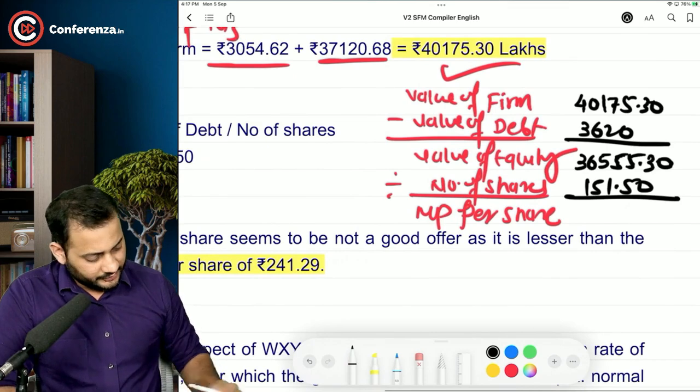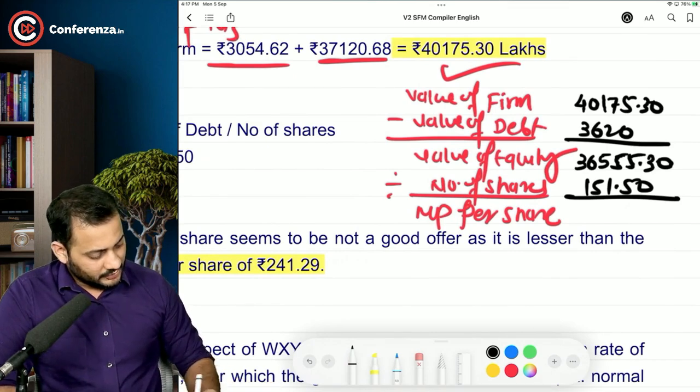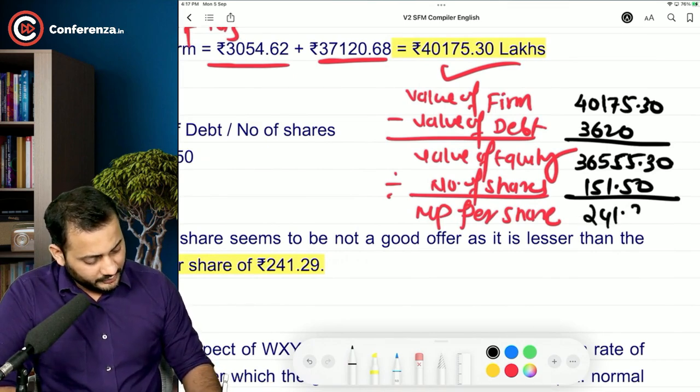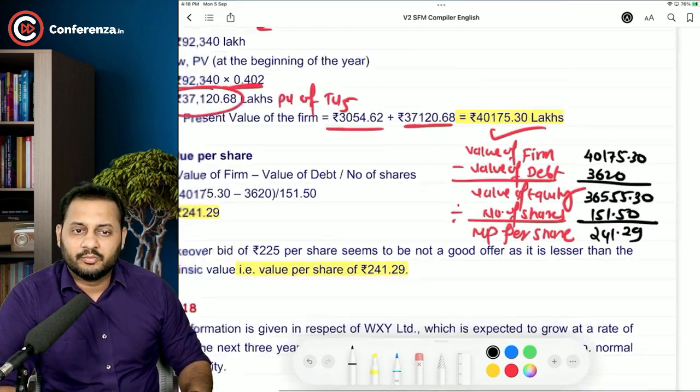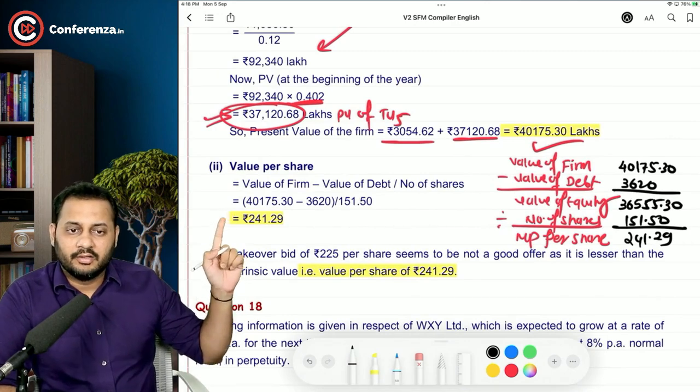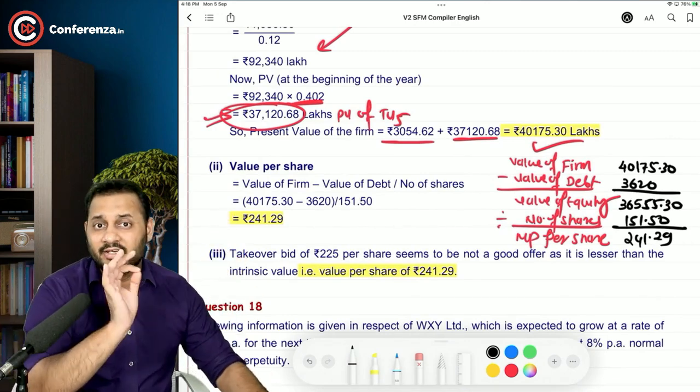151.50 is the number of shares, and the market value is 241.29. Market price of the share is 241.29. Have you understood this? And do you get the logic of not deducting the cash balance?